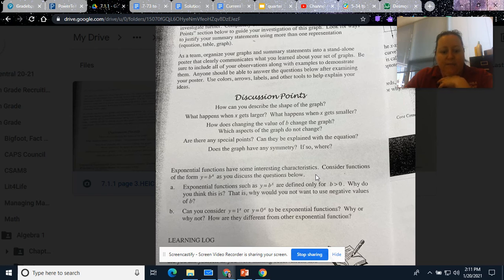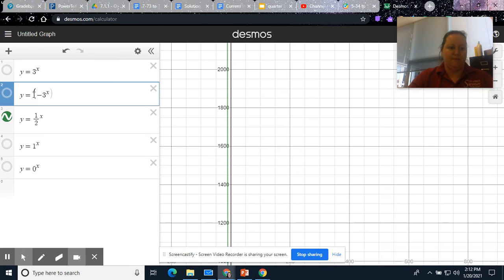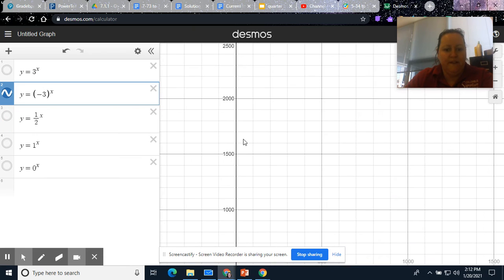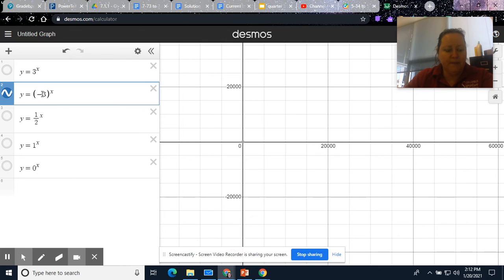Consider functions of the form y equals b to the x as you discuss the equations below. Exponential functions, such as y equals b to the x, are defined only for where b is greater than 0. Why do you think that is? That is, why would you not want to use a negative value of b? Well, when we did that, actually, you know what? I bet if I were to put that in parentheses, it would not even show up. Yep. So with this in parentheses, why did nothing show up? I want you to think about that, and you're going to have a question on a Peer Deck slide for that.